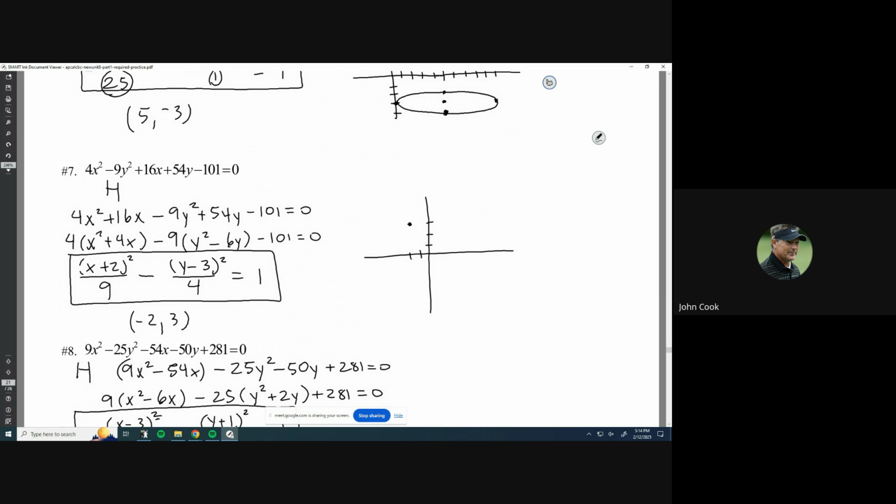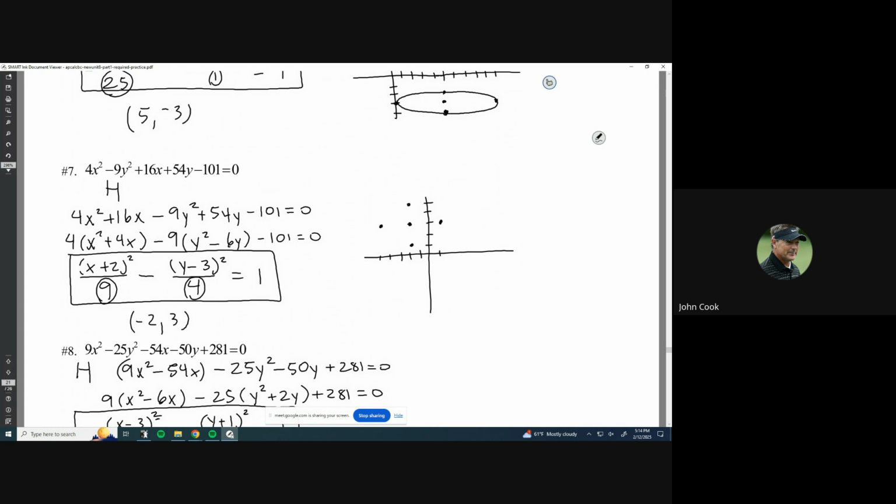And then, in the x direction, your radius is going to be 3. So go to the right 3, 1, 2, 3. To the left 3, 1, 2, 3. And then it's going to go up and down by 2. So up 2 from the center, down 2 from the center.